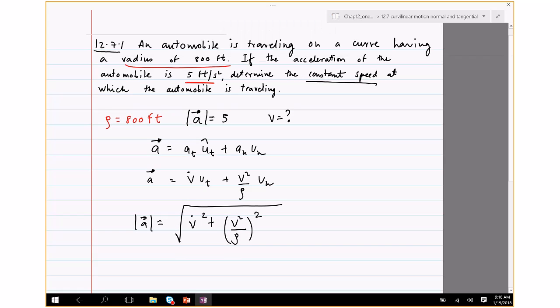Okay, so let's see what we know about this. We know the acceleration, it's 5. We know rho, it's 800. This is an unknown, we don't know v dot. How can we find v dot? Okay, so actually we know v dot. It's 0 because it says constant speed. So this means v dot is 0, but v is not equal to 0.